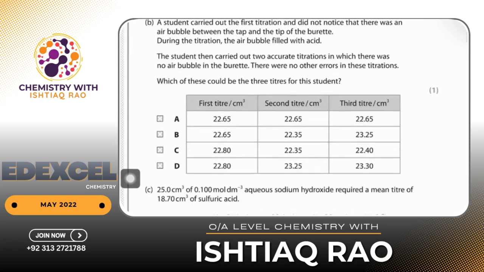A student carried out the first titration and did not notice that there was an air bubble between the tap and the tip of the burette. During the titration, the air bubble filled with acid. The student then carried out two accurate titrations in which there was no air bubble in the burette. There were no other errors in these titrations. Which of these could be the three titers for this student?